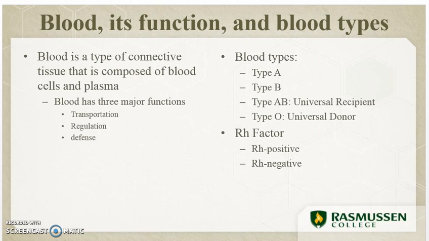Alright, so now that we know how blood flows through the body, we need to discuss blood itself, the functions of blood, and the different blood types. Blood is a type of connective tissue that is composed of blood cells, the formed elements of blood, and plasma, which is the liquid portion of blood. The average adult approximately has 5 liters of blood in their body. And there are 3 main blood cell types: erythrocytes, or red blood cells, leukocytes, or white blood cells, and thrombocytes, which are also called platelets.